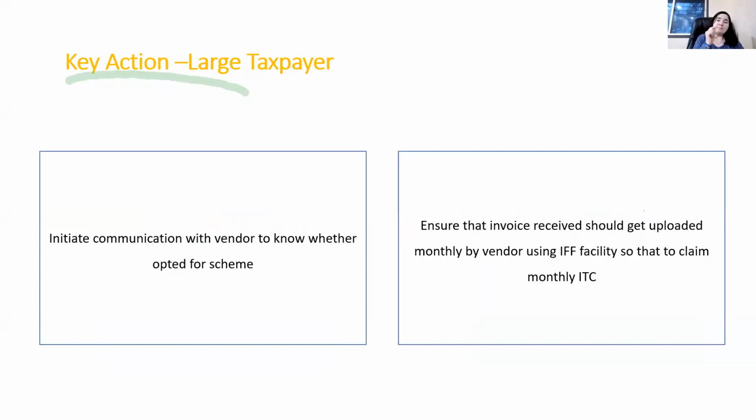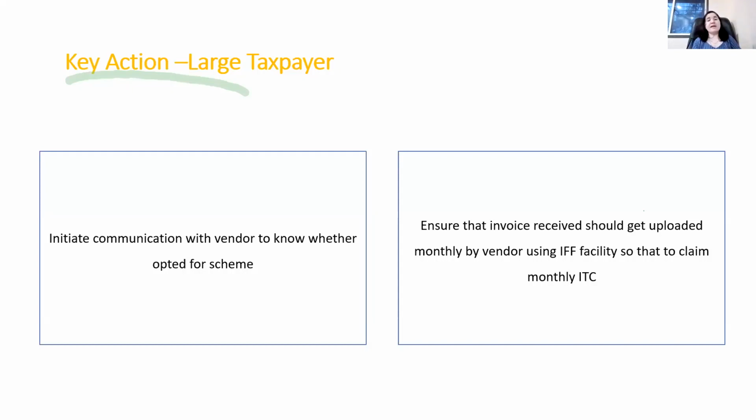So for such a taxpayer, please ensure or initiate communication from now on whether the vendor intends to opt for the scheme or has already opted for the scheme. For the large taxpayers, start communicating with your vendor by way of email, call, or Google form, asking whether they have opted for the scheme. If they have opted for the scheme, ensure that for the invoices for outward supply received from them, they are using the IFF facility. Because if the large taxpayer has to avail the ITC monthly, then they have to ensure that their vendors are using the IFF facility for uploading their invoices.